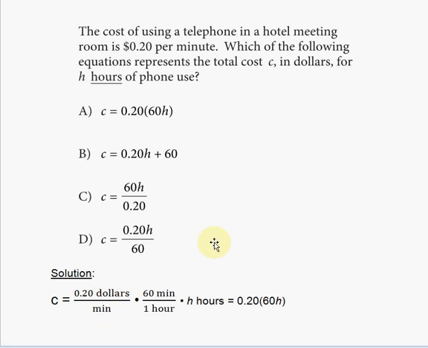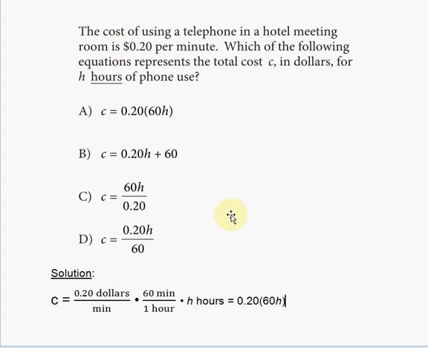Right? But let's understand what this means without having to go through the conversion and multiplication. So let's read this in words. If you have 1/5 of a dollar per minute as your cost of using the telephone in the hotel meeting room, then if you multiply this by 60 minutes, right? Because if you have a fixed cost per minute, if you multiply this cost by 60 minutes, you will have a fixed cost per hour of using a telephone in a hotel meeting room.